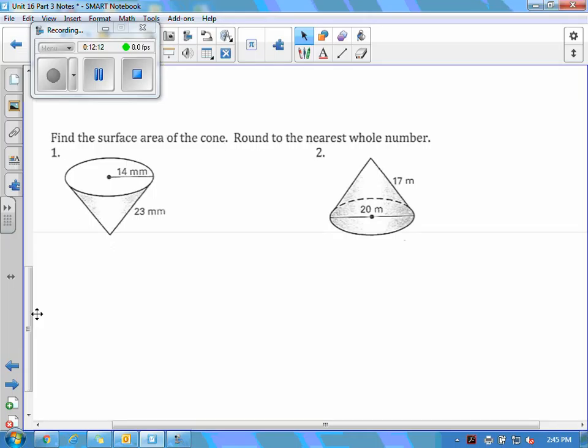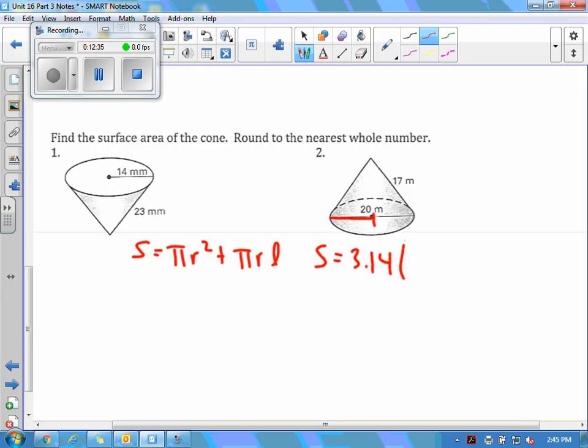For the cones, I'm also going to leave number 1 to you because that's a little bit easier. I'm going to do number 2. Let's review our formula. Surface area equals pi r squared plus pi r L. So now let's fill in. Pi is 3.14 times the radius squared. They give me the diameter, so I cut that in half. That would be 10 for the radius, squared, plus 3.14 times 10 times my slant height of 17.